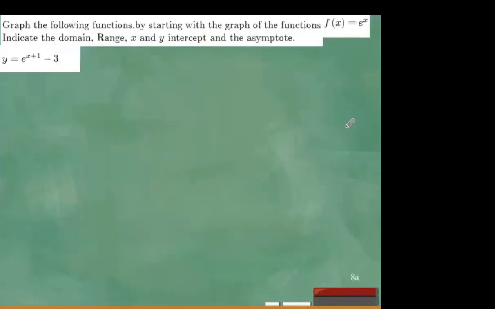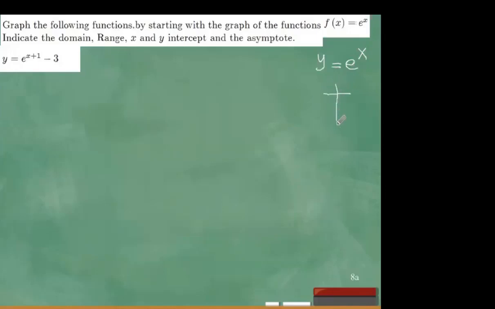Graph the following function by starting with the graph of the function f of x equal to e to the power of x. Indicate the domain, range, x and y intercept, and the asymptote. So we're going to start with y is equal to e to the power of x. Anybody remember how to graph y is equal to e to the power of x, I hope. You can just simply substitute some numbers for x and then get the shape of the graph.